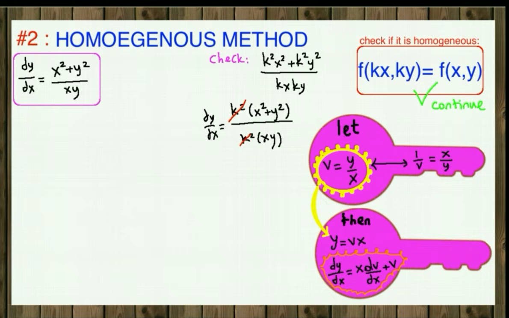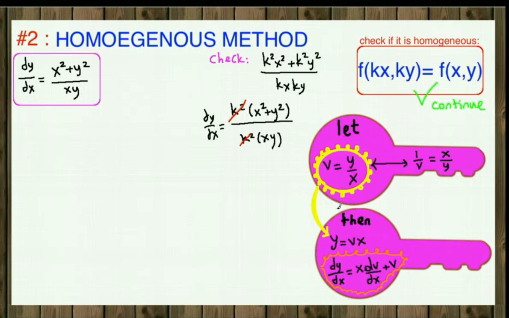Now we can start solving the differential equation. In the homogeneous method, this is key. We're going to use the v substitution. We're going to call y over x v, which is equivalently, 1 over v, or v to the negative 1, will be x over y. Y over x is v, the opposite, x over y, is 1 over v. So you need to be aware of that.